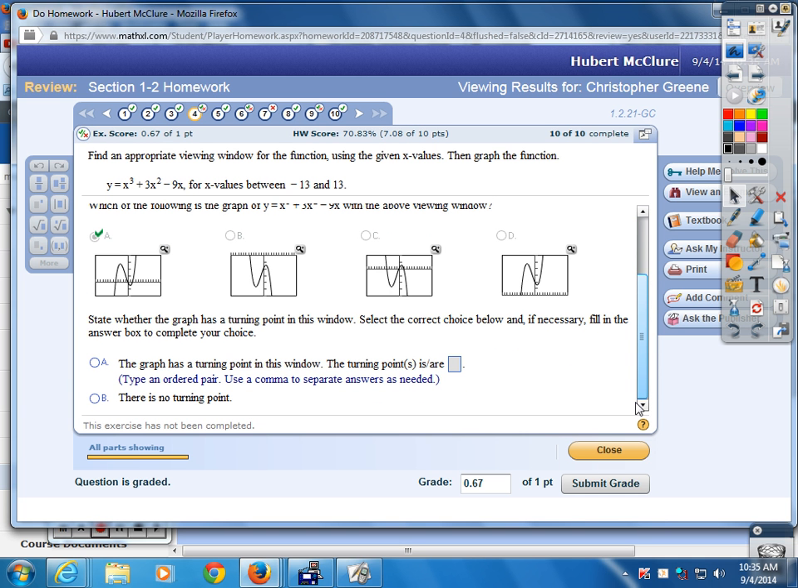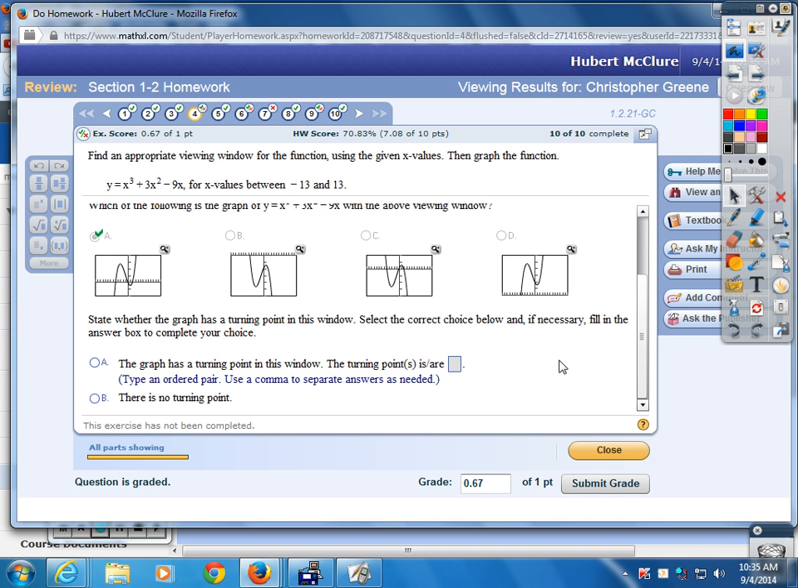This part? State whether the graph has a turning point in this window. Select the correct choice. Fill in answer blocks to complete your answer. Yes, it has a turning point. And you know how to calculate the turning point? Now, y'all have been in algebra for at least 2 years. Somebody should have told you this.